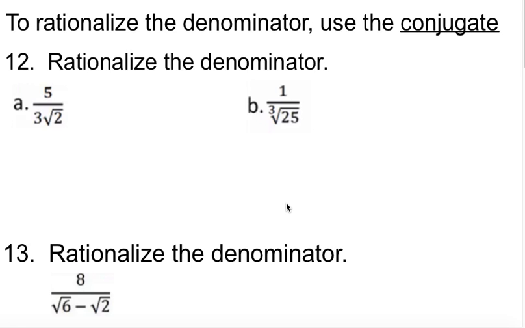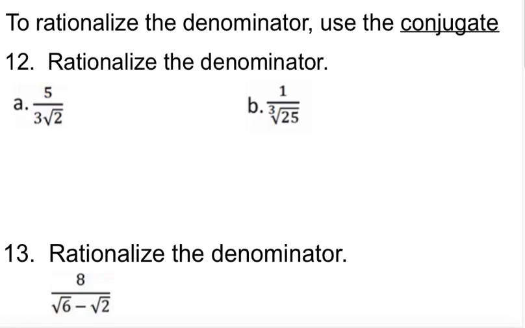Right, another common practice that we have in pre-calculus is we need to be able to rationalize the denominator. And I know you've done this in other classes, but to rationalize denominators, you have to use the conjugate of whatever your denominator is. So if we're looking at number 12, we want to rationalize the denominator. So in A, we have 5 over 3 root 2. We do not like to have irrational numbers in the denominator.